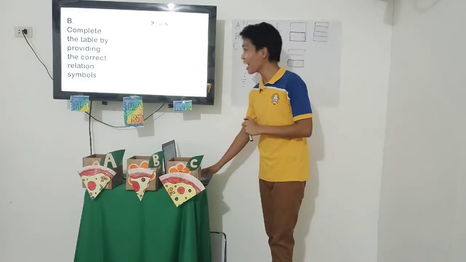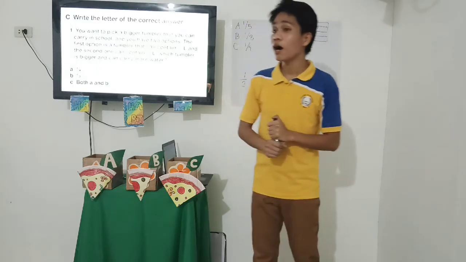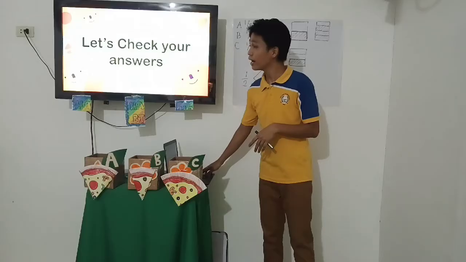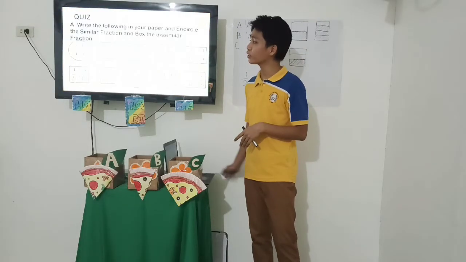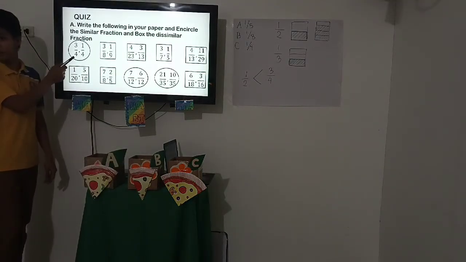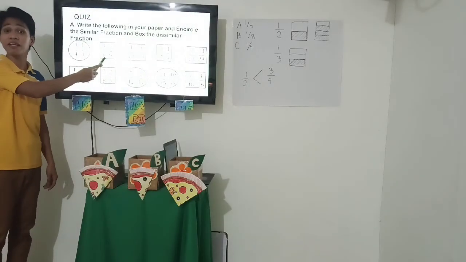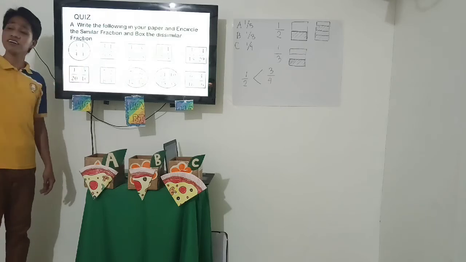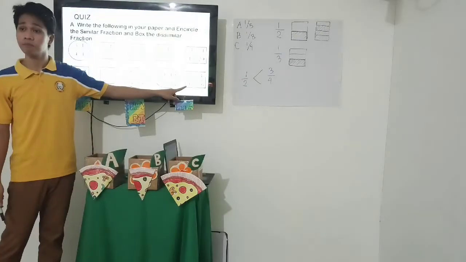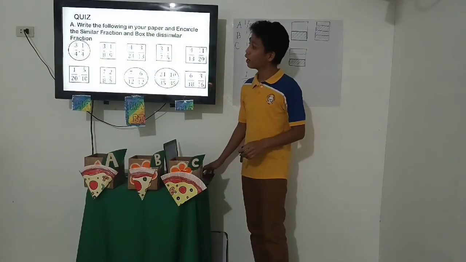Okay. Now let's have another. With your paper, at the back of your paper, write the letter of the correct answer. Now let's check your answer. These are the correct answers. The first item, is it similar or dissimilar fraction? Similar, correct. The next one, is it similar or dissimilar? Okay, who got the correct answer? Yes, very good. And for the last item, dissimilar. Okay, let's continue checking your answer.